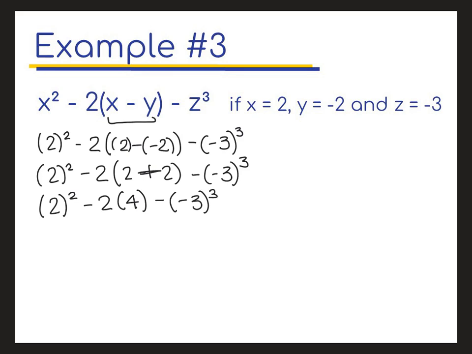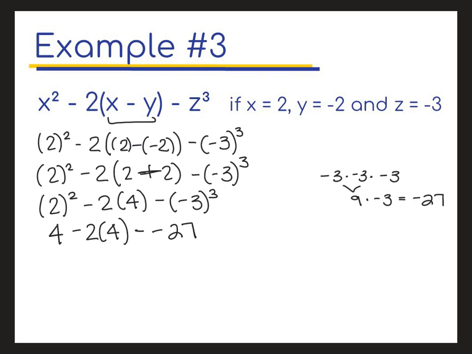Next in my order of operations, I'm going to want to simplify those exponents. So 2 squared is 4. Negative 3 cubed, so that means negative 3 times negative 3 times negative 3. So that would get me positive 9 times negative 3 is negative 27. Then I have this multiplication. So 2 times 4 is 8.